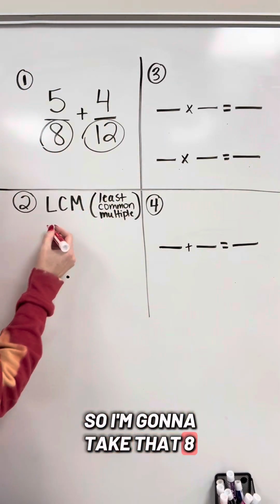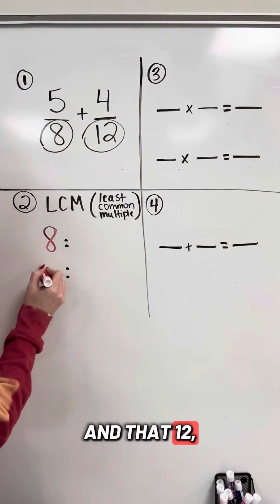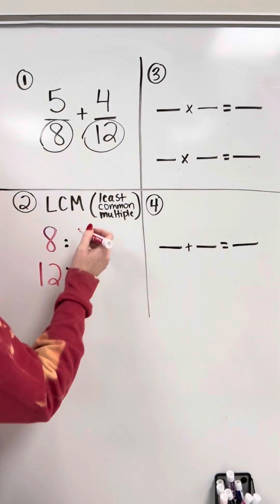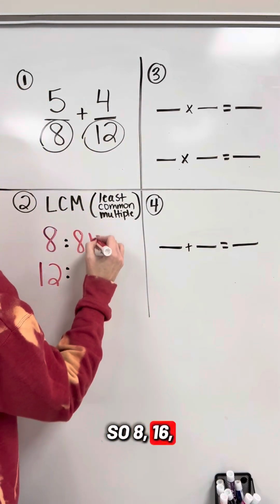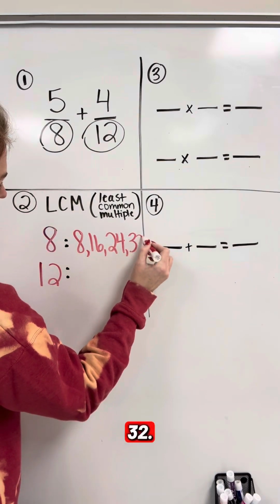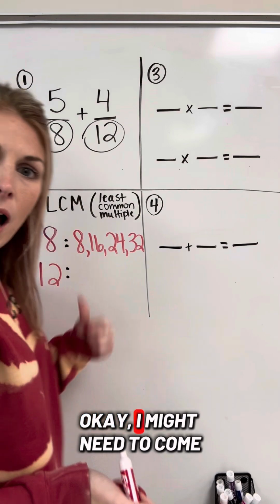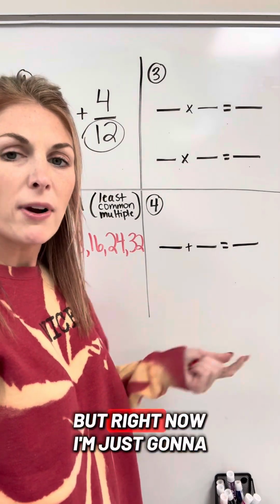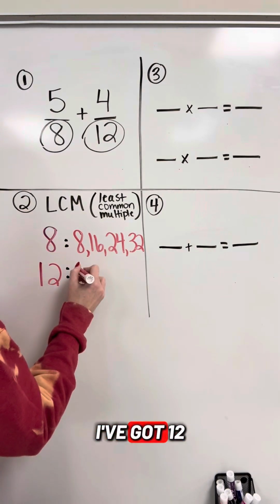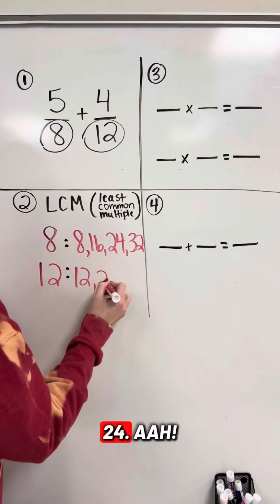So I'm going to take that 8 and that 12, and I'm just going to write out a few different multiples for those numbers. So 8, 16, 24, 32. Okay, I might need to come back in and add some more multiples, but right now I'm just going to go ahead and move on. I like to do 4 or 5 and then stop. Okay, for 12, I've got 12, 24.